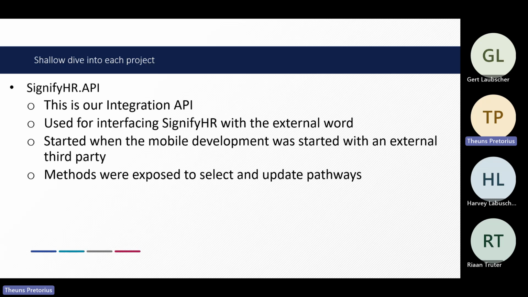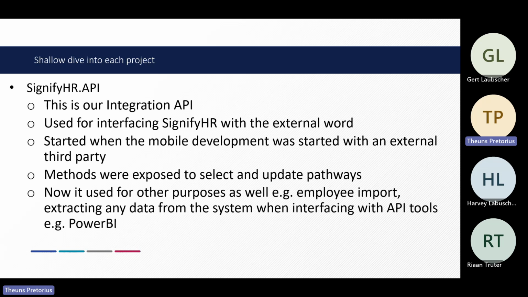So methods were exposed to select and update pathways initially. It's now used for other purposes as well. For instance, the employee import is now done via the integration API, or extracting any data from the system when interfacing with API tools, for instance, Power BI. So Smollen uses Power BI. They paste in the endpoints for our API. They set the authorization and then they execute those tasks daily to extract talent management data and performance management data from the system.